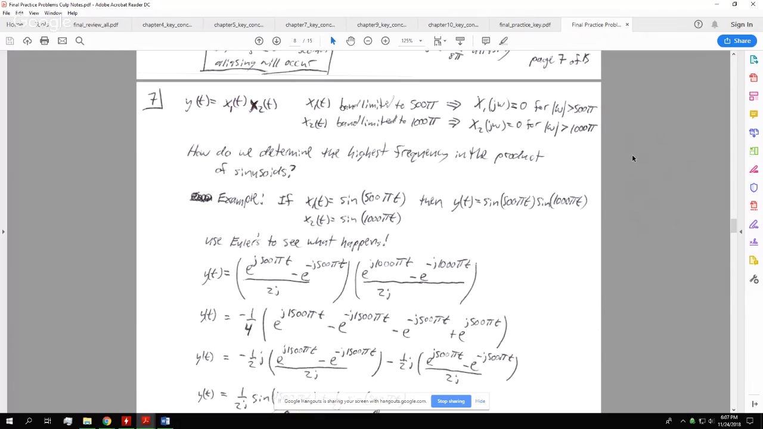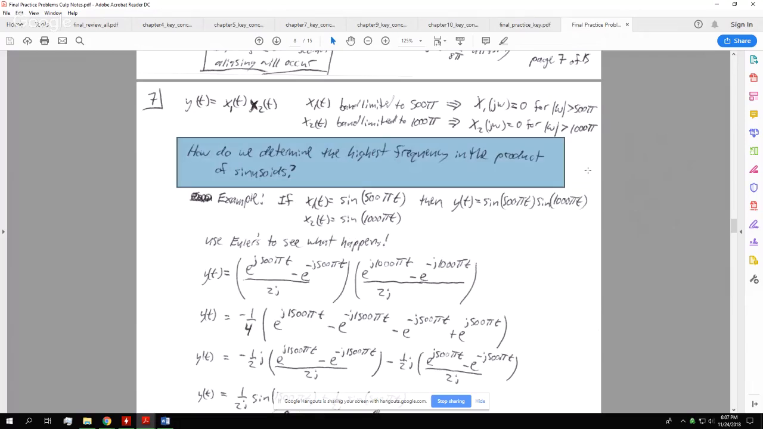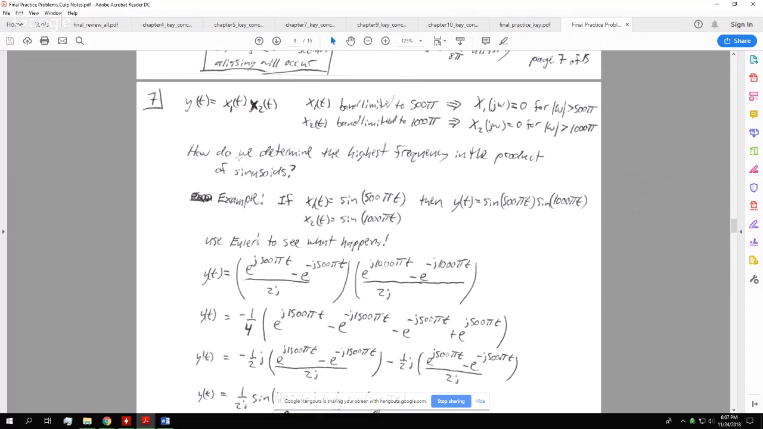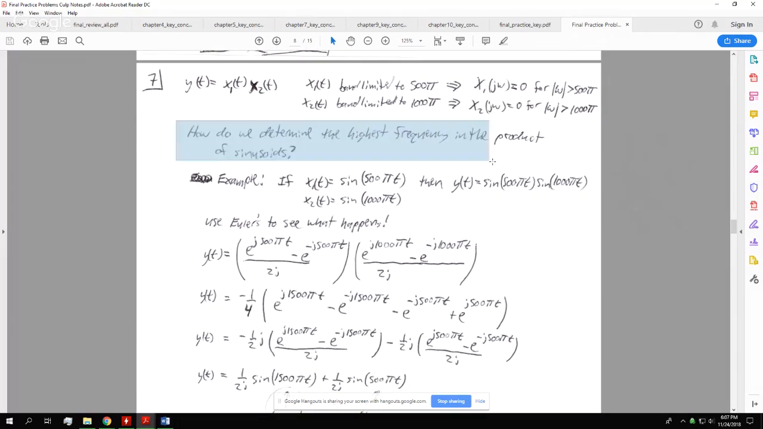So anyways, whether the signal is periodic or non-periodic, how do we determine the highest frequency in the product of sinusoids? When I look at sine of something times sine of something, or sine of something times cosine of something, I'm not going to immediately be able to tell you what the highest frequency would be. I could maybe plot it in my graphing calculator and then use the graphing calculator functions to figure out the period of my resultant graph. But that takes a long time, and if you're trying to do it on a test, you're running out of time essentially. So anyways, how do we do this quickly?